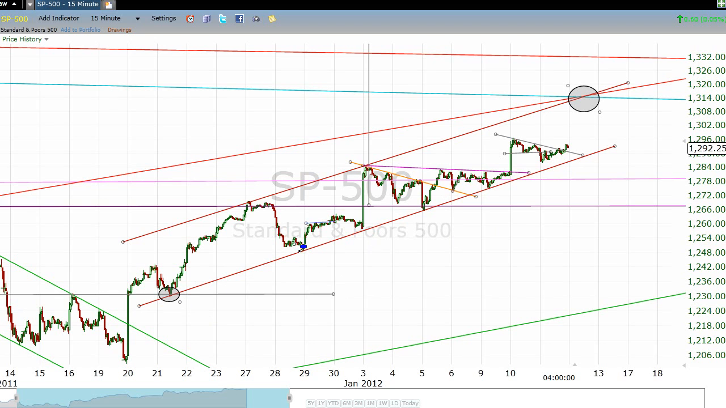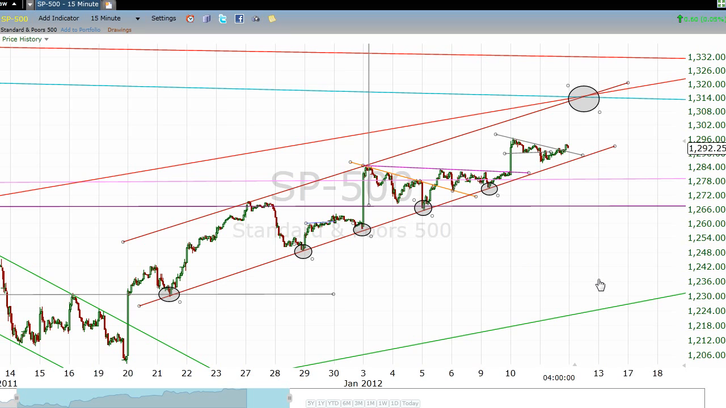Matter of fact, let me just go ahead and put little circles on them to bring that point home. So that means this line has been tested numerous times. And when this line breaks, this move off the low 1200s is probably over. So whenever this line happens to bust, that should signal a downward leg, wherever that might be.